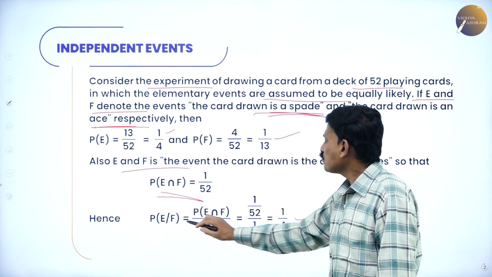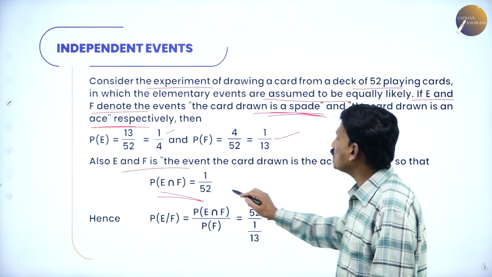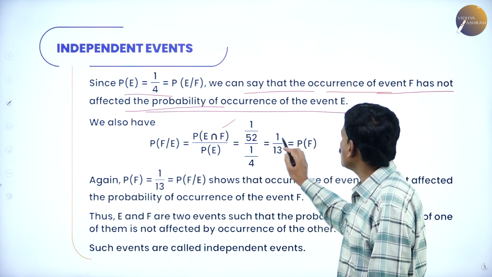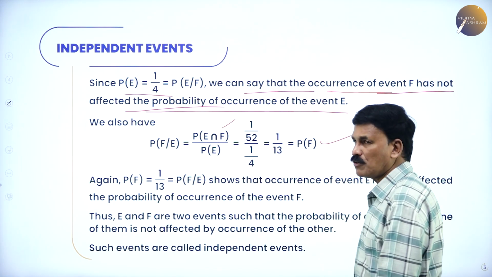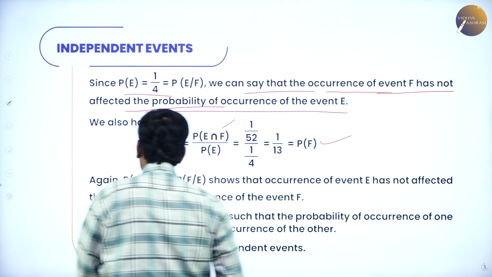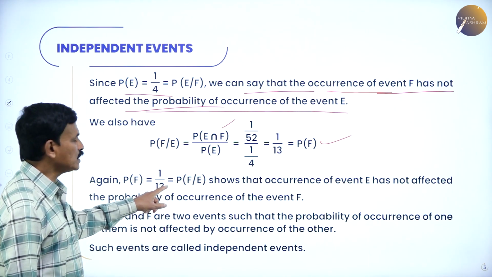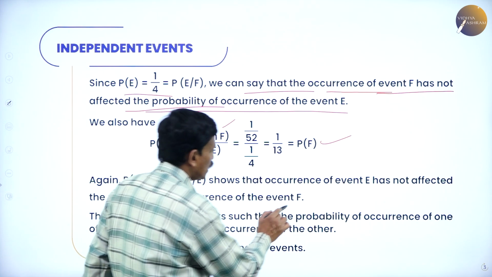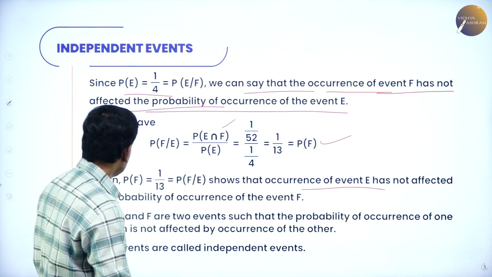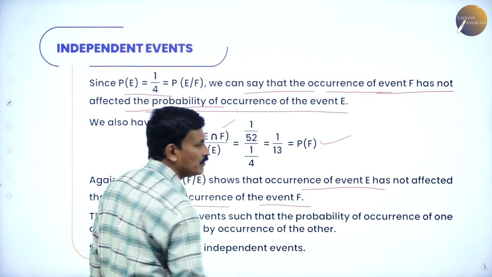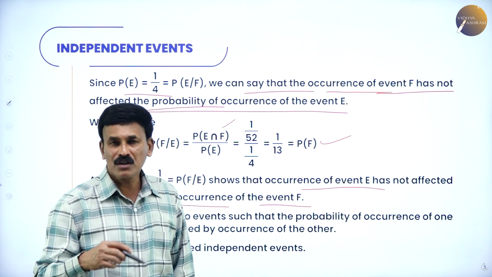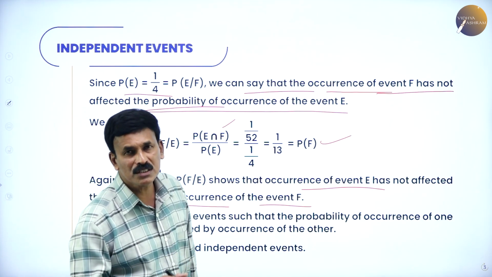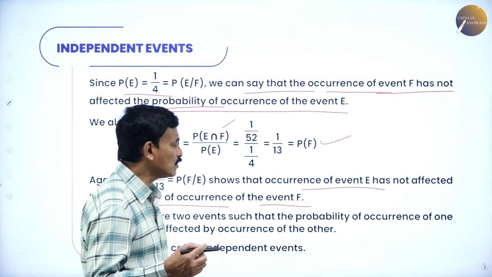So, in the first case, the probability of E given F is 1 by 4, which is equal to the probability of E. In the second case, the probability of F given E is 1 by 13, which is equal to the probability of F. This shows that the occurrence of E does not affect the probability of occurrence of the event F. That means, in the previous case, the occurrence of E does not depend upon the occurrence of F, and similarly the occurrence of F will not affect the occurrence of E.